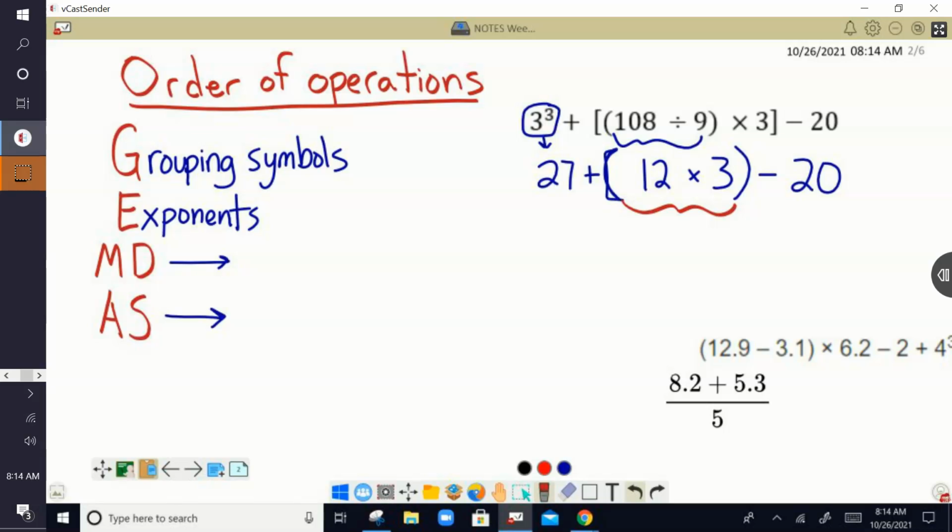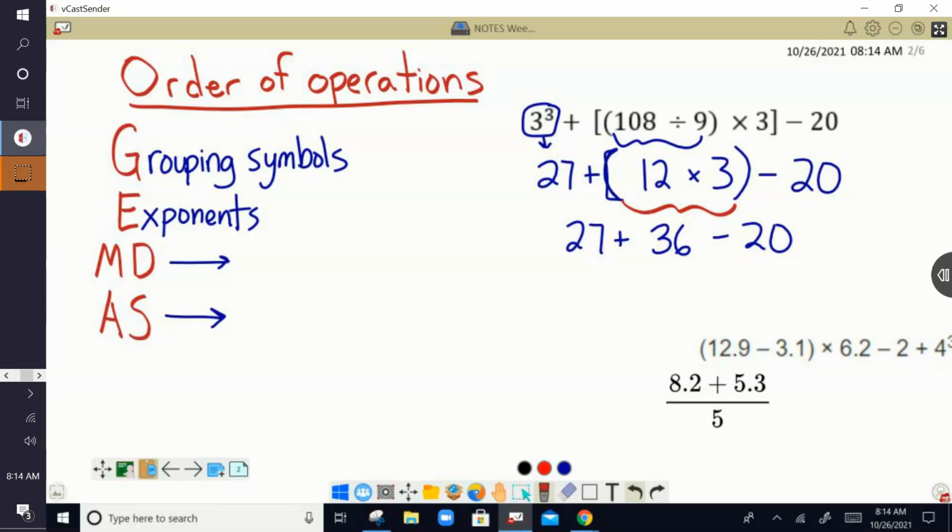12 times 3 is 36. So I'm going to write 36 under it. Remember, the answers go under it, not the work. I'm not doing work under here, and there's no equal signs down here either. I'm putting the answer underneath and then copying everything else underneath. 27 plus, there's my answer. No more parentheses because I've got the number. I have a minus, I have a 20.